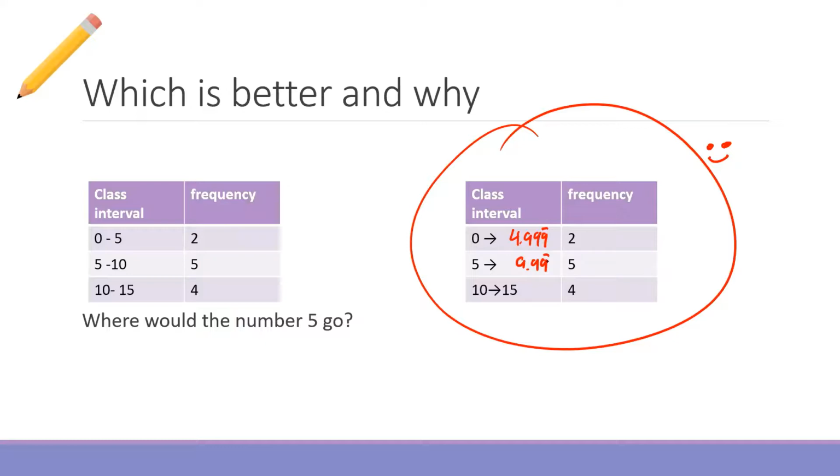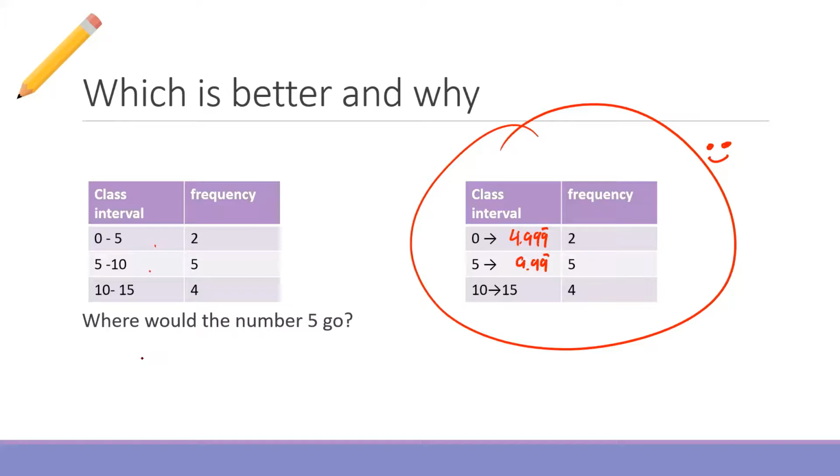And so what that means is you can clearly know, as long as your number is less than 5, it will go in that top one. Whereas this one doesn't have the same clarity. It says, oh, you've got this number 5, and you could say the same thing about this number 10.